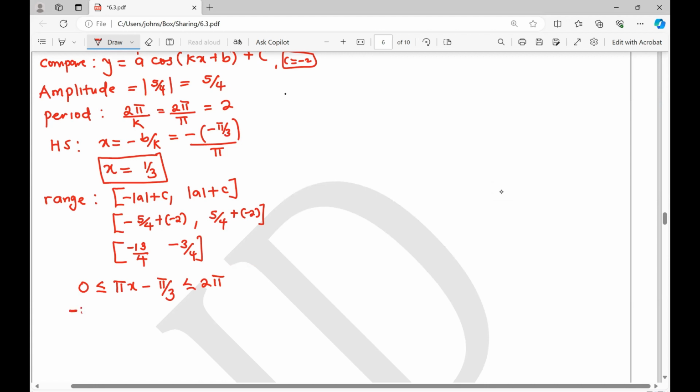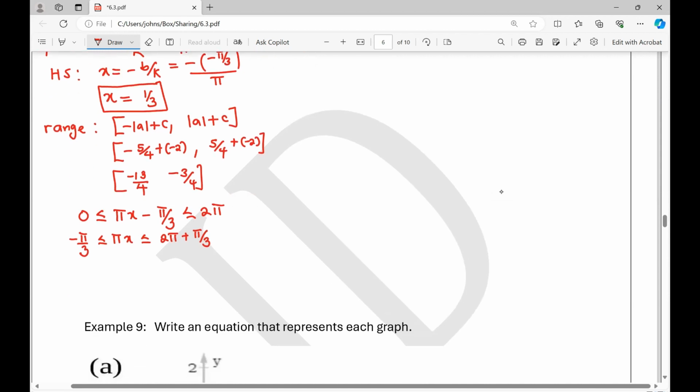So this will become minus pi over 3 is going to be less than pi x. And this is less than what? 2 pi plus what? Pi over 3, right? Okay. And now this is nothing but minus pi over 3 less than pi of x and less than what? What is this? This is going to be 3 pi, so this is 7 pi. 7 pi over 3, right?